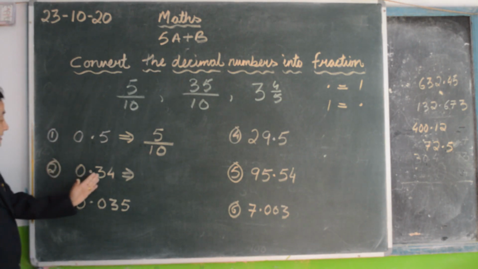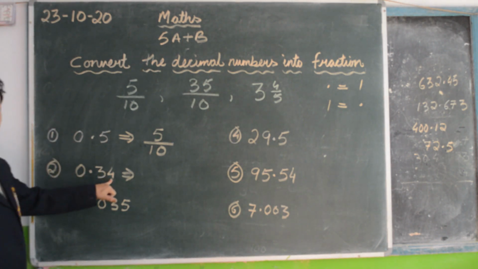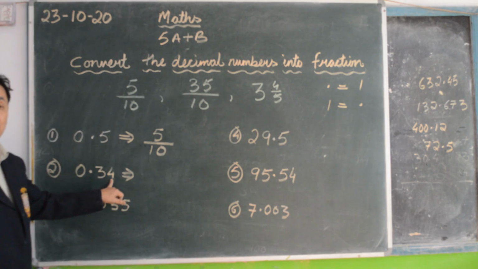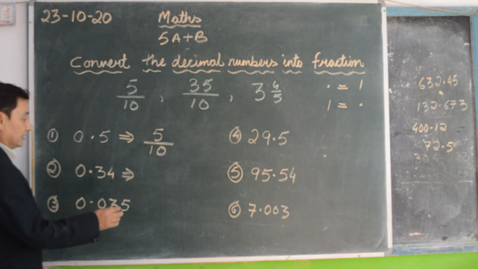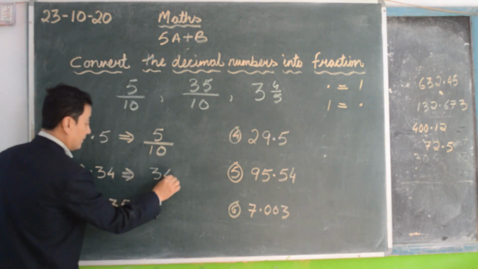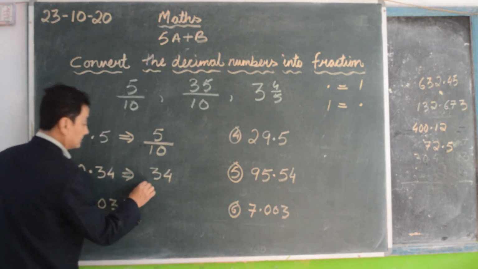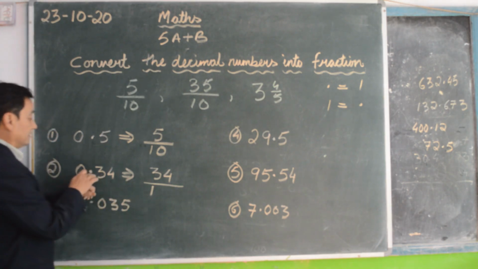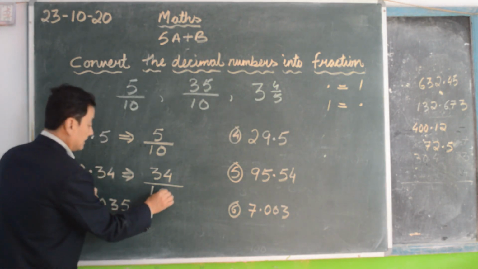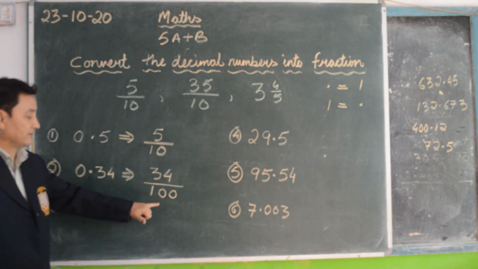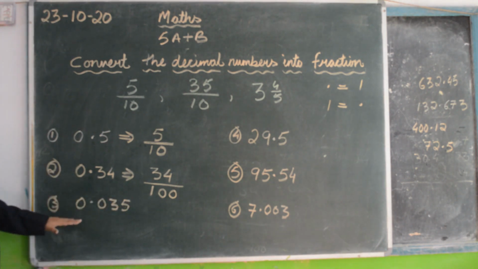Again, we have 0.34. Now 4 is in which place? Just think of 4. Don't look at the other number. 4 is which place value? Hundredths. So we must write the numerator as 34. We are not putting the 0. Upon, put your finger on the point. This point changes into 1. After point, how many numbers? 2 numbers, you add 2 zeros. So we read this number as 34 hundredths. Okay? Look at this number now.